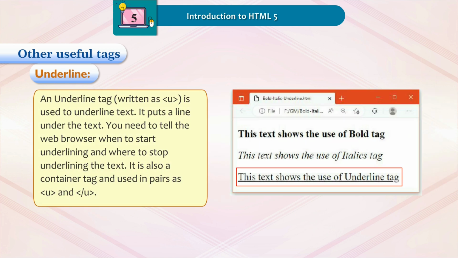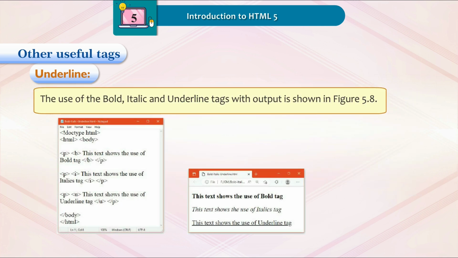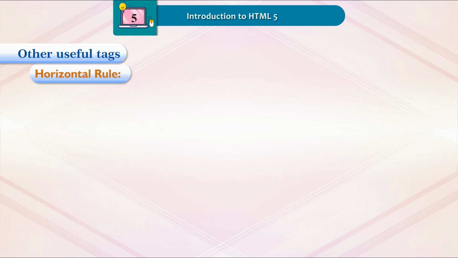Underline. An underline tag written as U is used to underline text. It puts a line under the text. You need to tell the web browser when to start underlining and where to stop underlining the text. It is also a container tag and used in pairs as U and /U. The use of bold, italic, and underline tags with output is shown in figure 5.8.